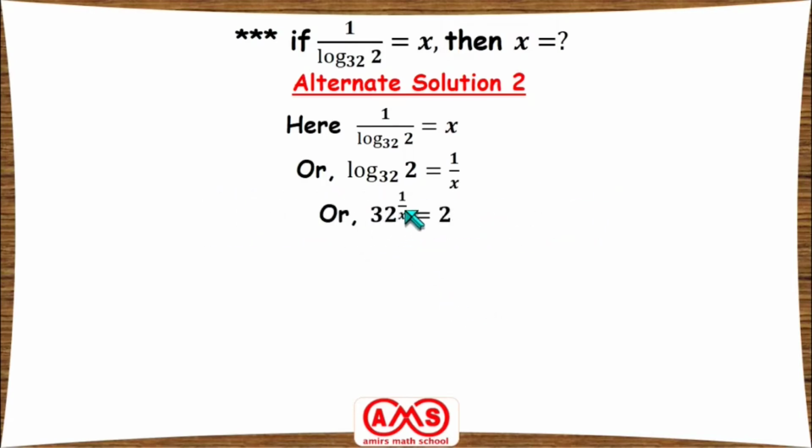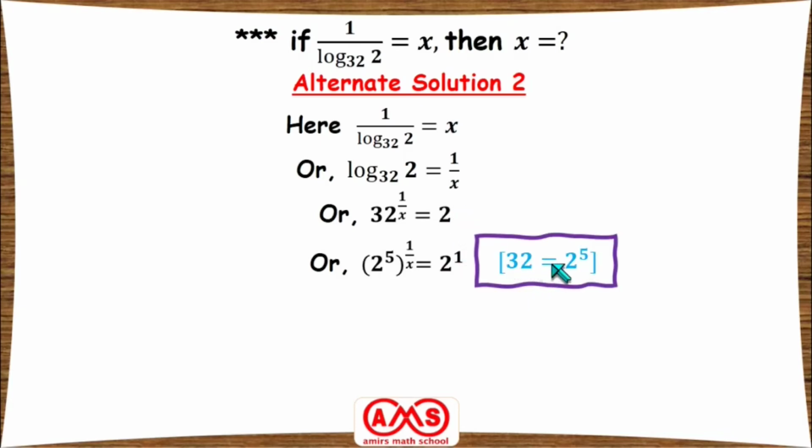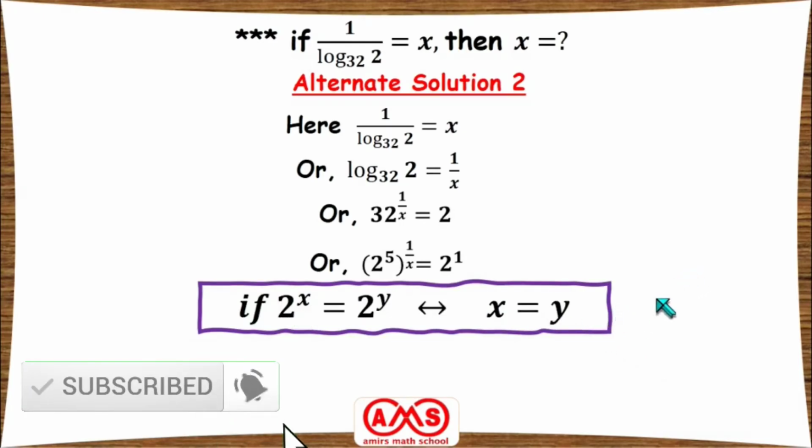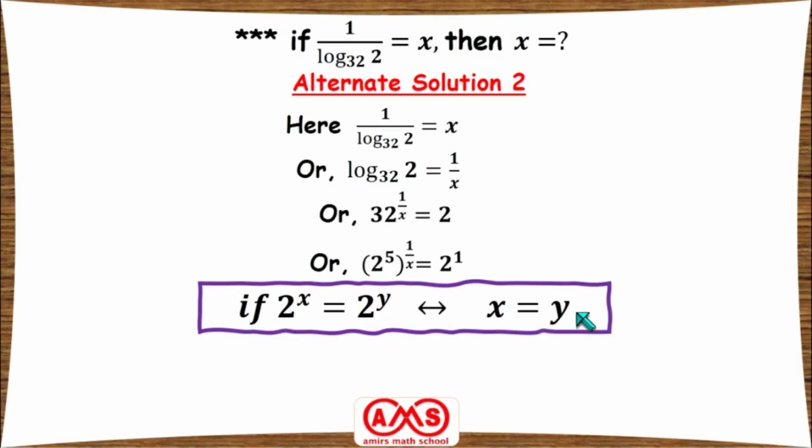So let's write it. That is, 32 to the power 1 by x is equal to 2. Or we can write this 32 as a power of 2, that is, 2 to the power 5, whole to the power 1 by x, which is equal to 2 to the power 1, because 32 equals 2 to the power 5. Now we just apply this formula. This formula is applicable under some condition: 2 to the power x equal to 2 to the power y implies x equal to y.